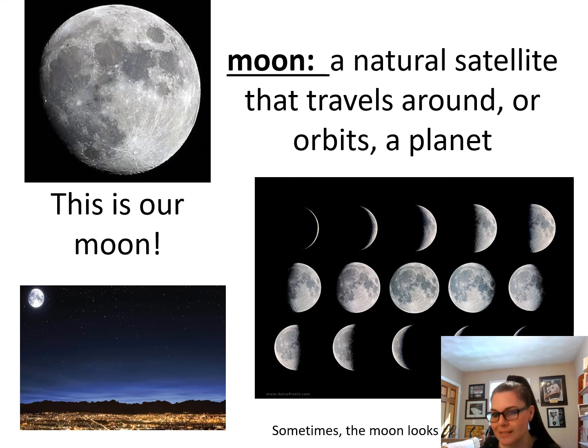Sometimes the moon looks different to us. That's what these pictures are right above Miss Cullivan. The moon doesn't actually change shapes. It's just what parts of the moon we can see. When we can see the whole moon, it's a full moon. Other times when the sun is shining on part of the moon, you can only see part of it. It's always big and round like that though.